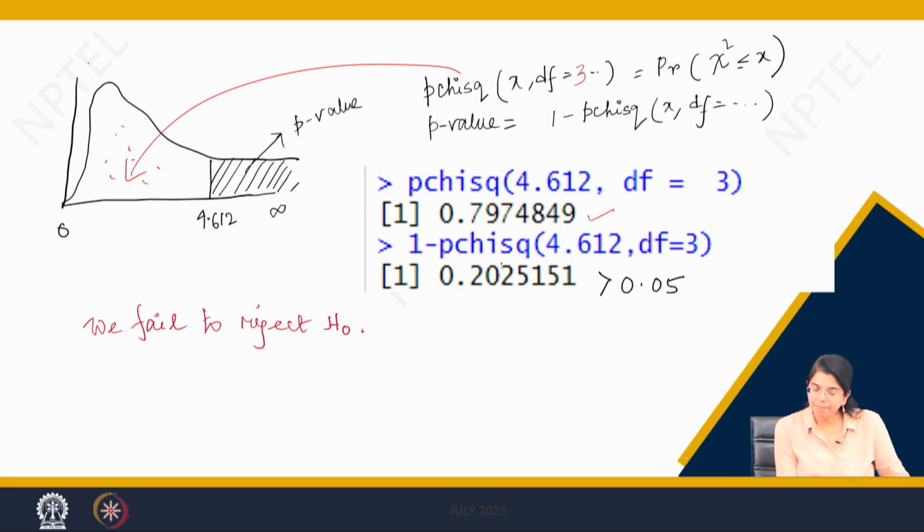So 1 minus pchisq, and this is your obtained chi-square value, 4.612 or 4.4, whatever you have obtained in the manual exercise or by R, 4.612, and degrees of freedom is 3. And look, the p-value is 0.20, greater than 0.05. We fail to reject the null hypothesis. So that's what you need to be very cautious about while dealing with the degrees of freedom.